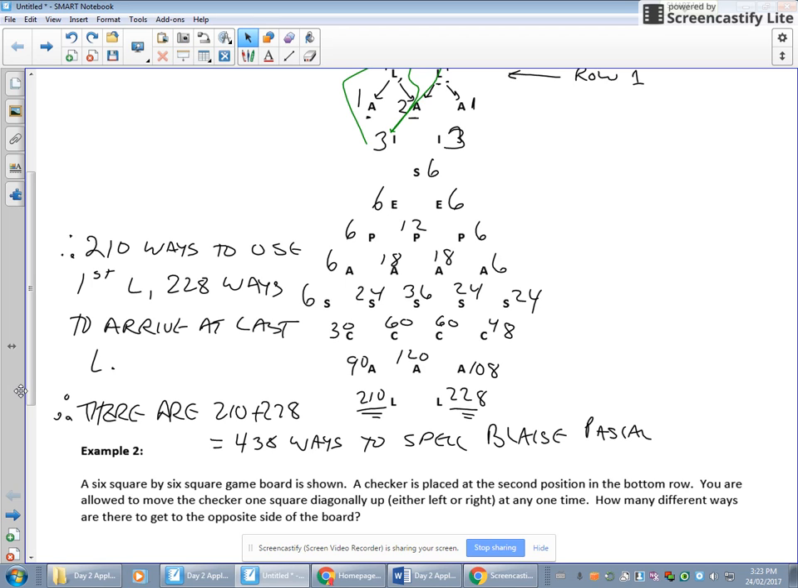Oh, I just saw a mistake. This here shouldn't be 24, that should be a 6. These numbers here have to be changed. Coming down this way, there's only 6 ways to get to that S. 24 plus 6 is 30. 60 plus 30 is 90. 120 plus 90 is 210. I was wondering why those numbers weren't the same.